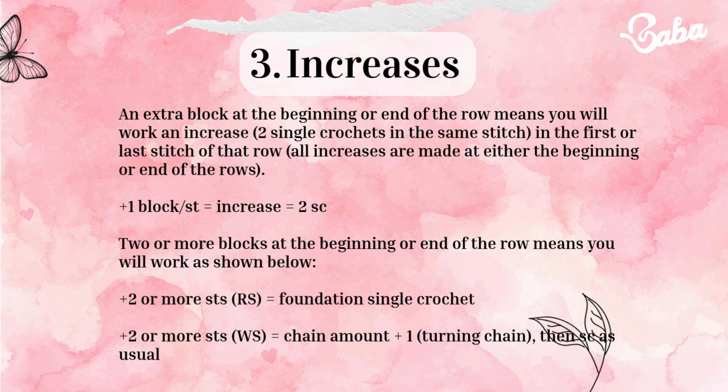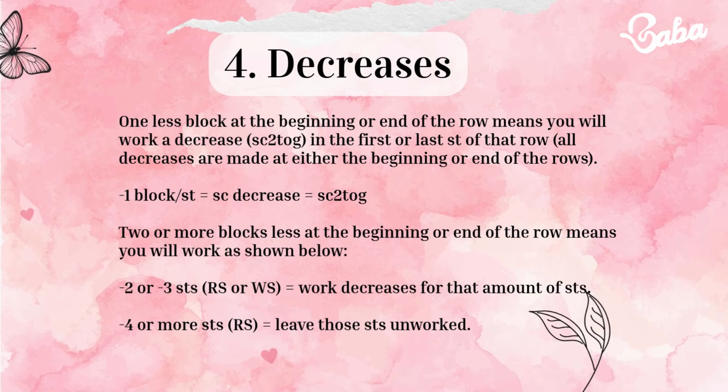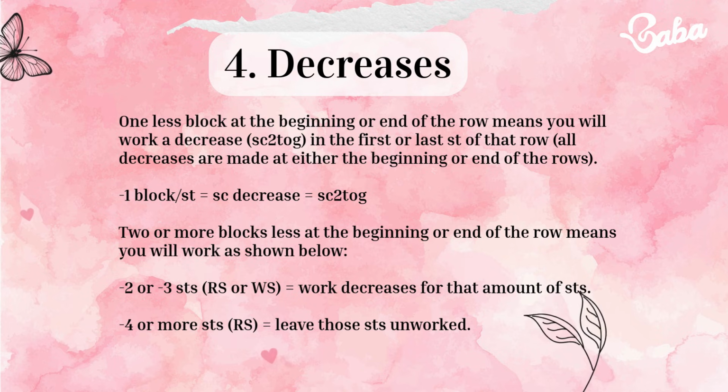plus 2 or more stitches on the right side. That means you will work a foundation single crochet for that amount of stitches. Or if you have plus 2 or more stitches on the wrong side, you will chain that amount of stitches plus 1 turning chain. And then you will single crochet as usual. One less block at the beginning or end of the row means you will work a decrease in either the first or the last stitch of that row.